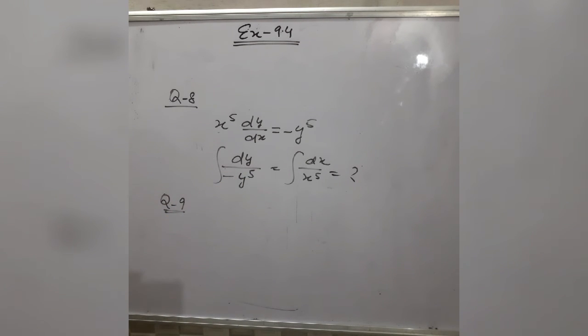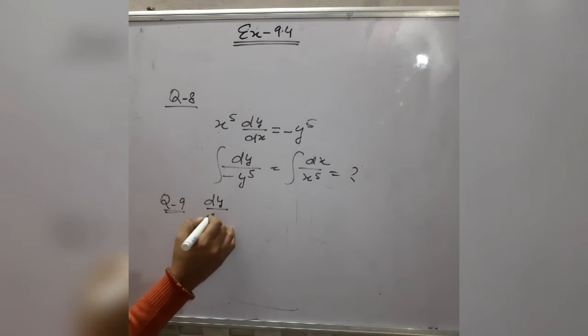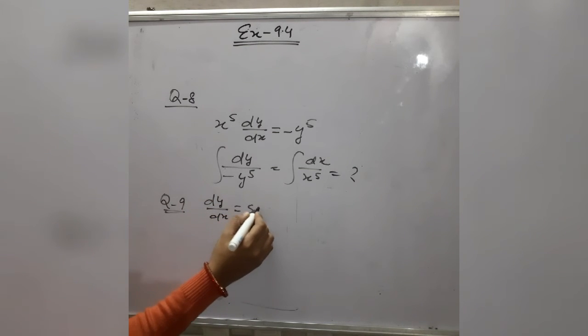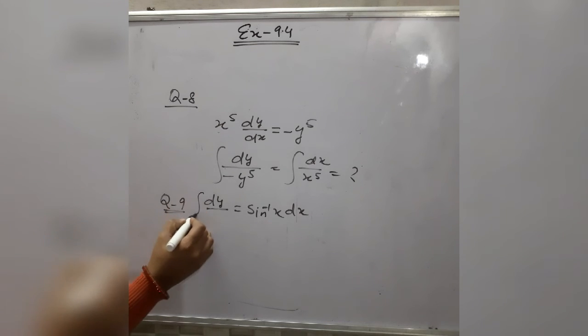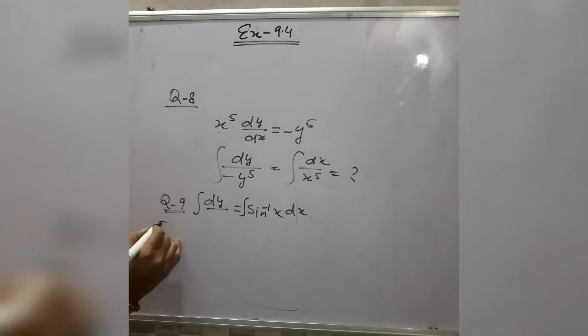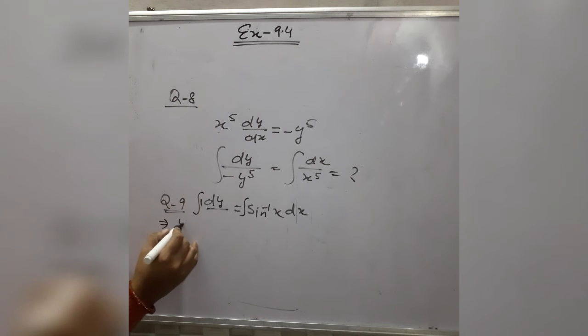In question number 9, dy by dx equals sine inverse x. Again, shifting one type of variable on one side and the other variable on the other side. Now this differential equation can be written as dy equals sine inverse x into dx. Now next step, all of you know very well, taking integration on both sides. Now very easily you can find the integration of 1 with respect to y, which equals y.